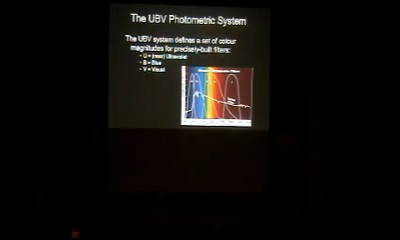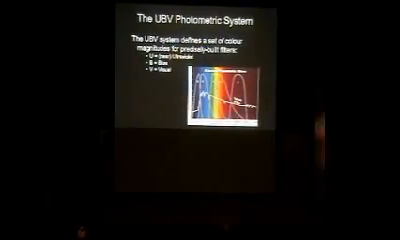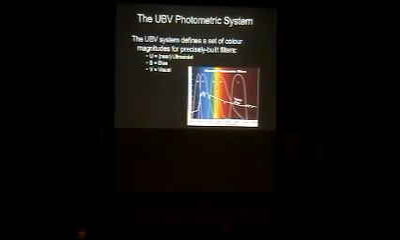And the classically accepted system is the UBV photometric system, and we don't need to get into the details of this, but what we're looking at are basically a set of color magnitudes. So where are these stars brightest at a certain wavelength? What does that mean? We're going to take that wavelength and use it to classify this star by color.